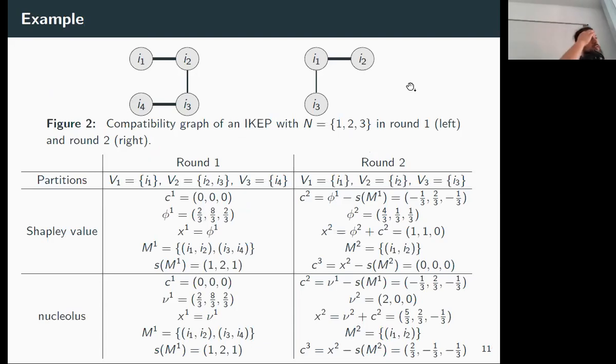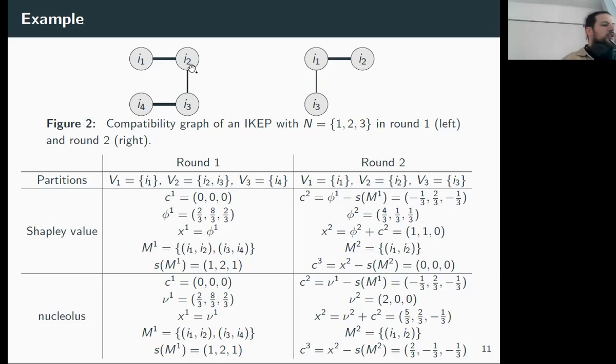Okay, let's take a look at an example to put this into context. We have an international kidney exchange program of 3 countries over 2 rounds. In round 1, this is our compatibility graph on the left, and round 2 is the one on the right. In round 1, the node I1 is controlled by the first country, I2 and I3 are controlled by the second country, and I4 is controlled by the third country. We start from credit values being 0, and let's consider the Shapley value.